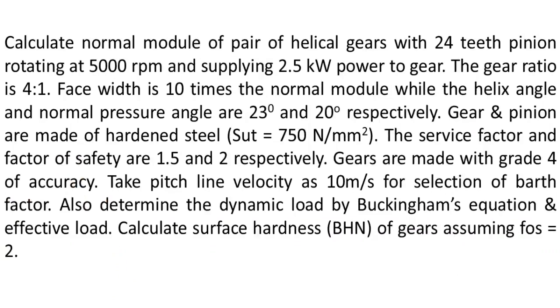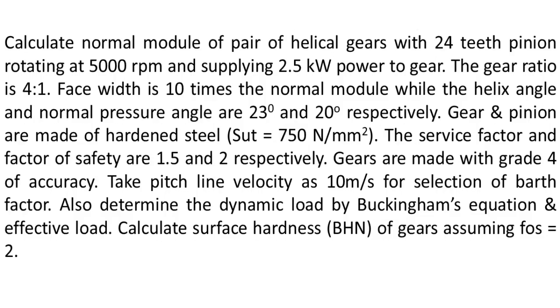The numerical says calculate normal module MN of pair of helical gears with 24 teeth pinion. So ZP is 24, rotating at 5000 RPM. So NP, that is number of revolutions of pinion, is 5000 RPM and supplying 2.5 kilowatt power to gear. So power is given in kilowatt, you have to convert it into watt. The gear ratio is 4:1. Face width is 10 times the normal module. So B is equal to 10 MN. While helix angle is 23 degree and normal pressure angle is 20 degree.